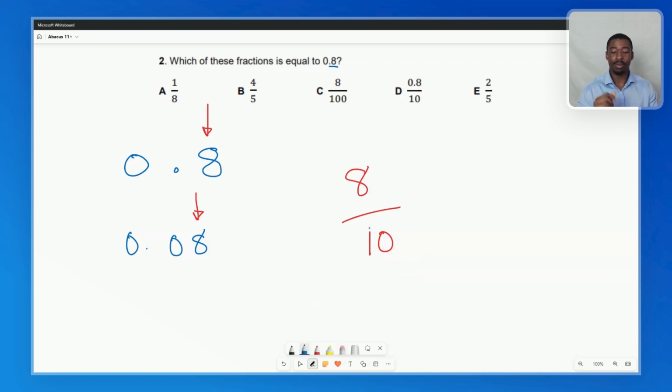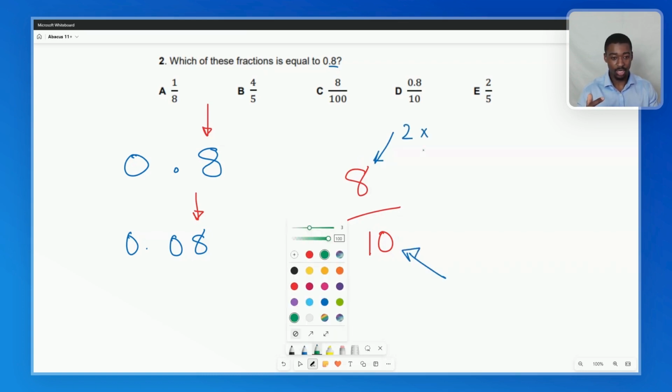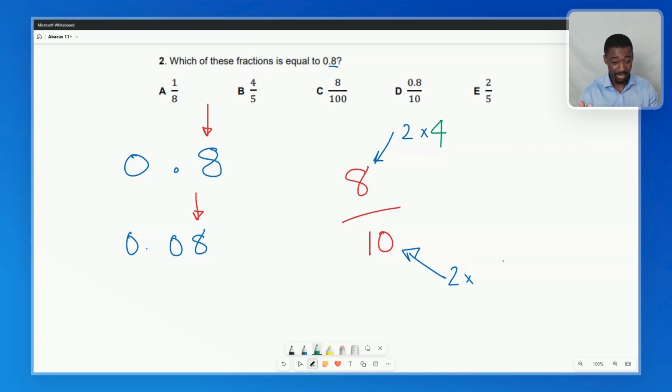And we can do this by taking out the common factor of 2. Why? Because 2 goes into 8 and 2 also goes into 10. 2 times 4 is 8. And 2 times 5 is 10. And therefore, we can simplify this fraction 8 over 10 and turn it into 4 over 5 by taking out that common factor of 2.